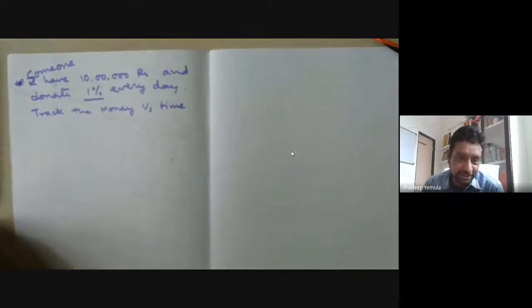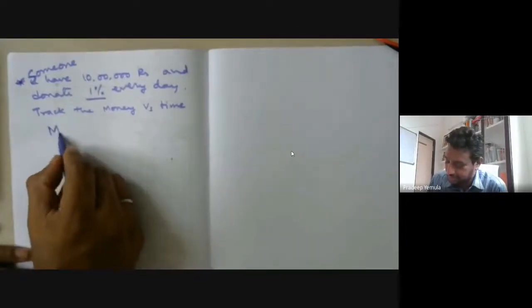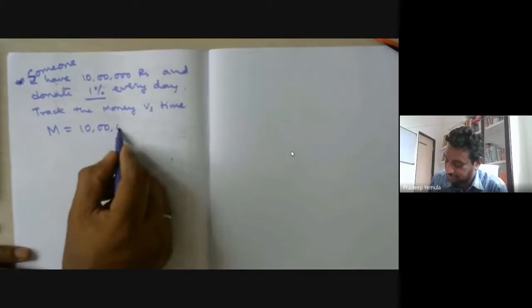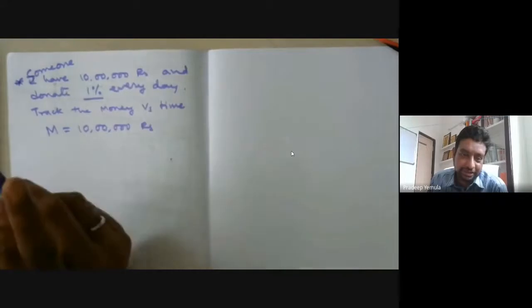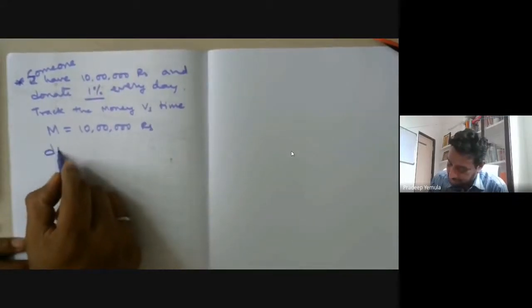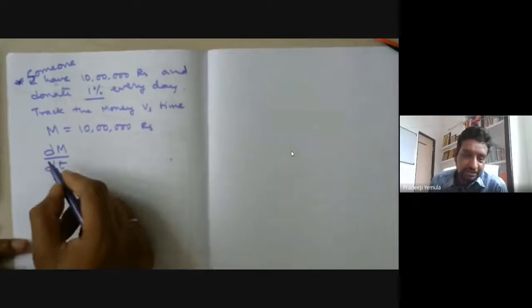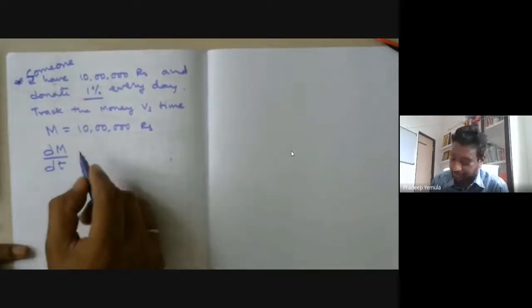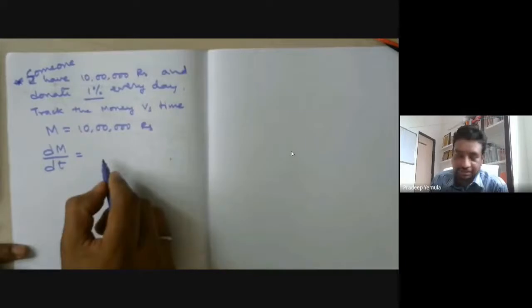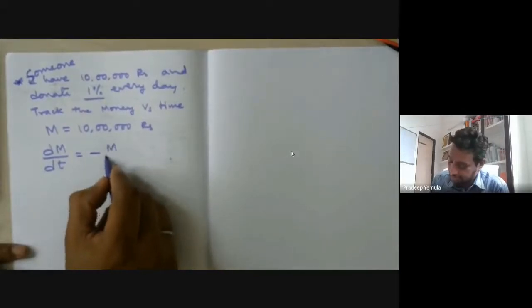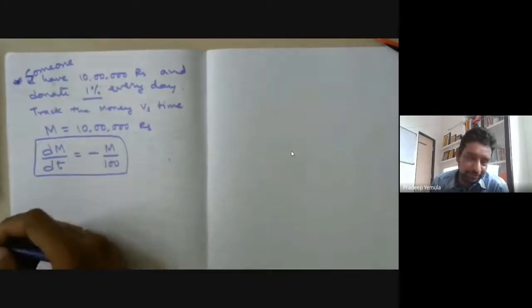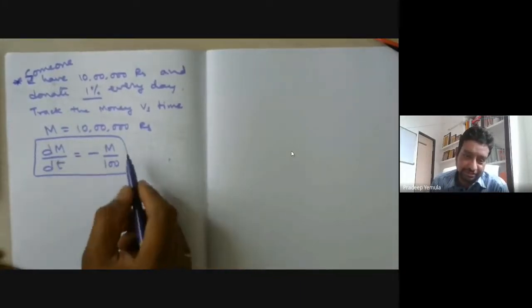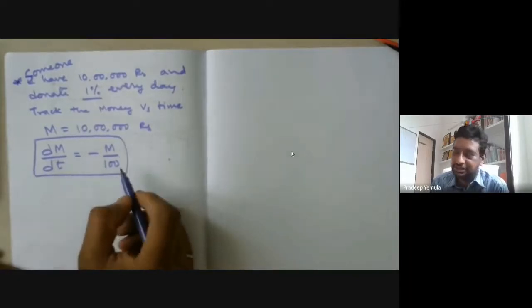Okay? So this is a simple thing. If you say M equal to 10 lakh, then what is my donation? 1% of M. So the donation will be dM by dt. That means in one day how much I am losing. So that will be this divided by 100, so minus M by 100. So again, this is exactly the same formula. If I am donating 1% of my wealth every day, it is the same.